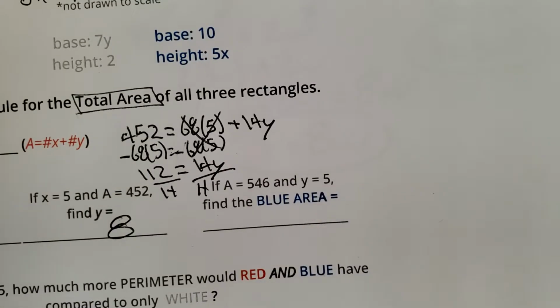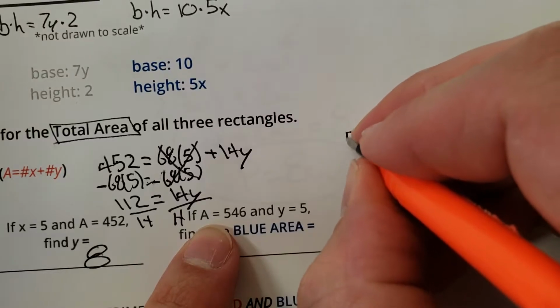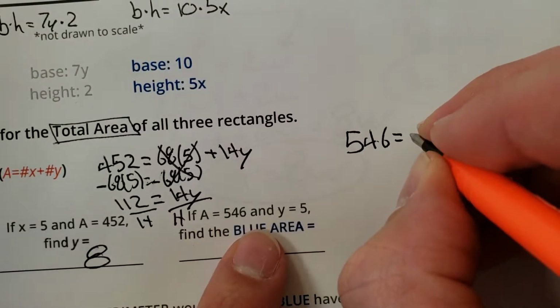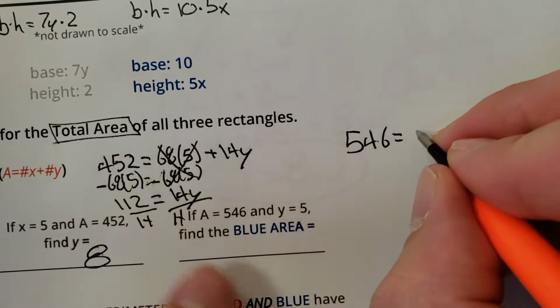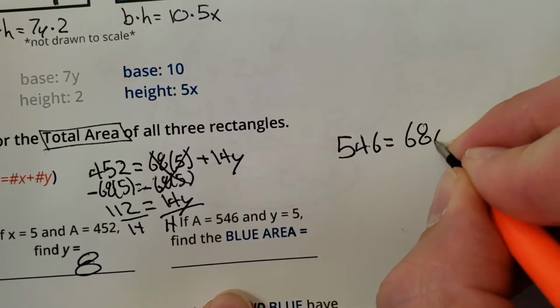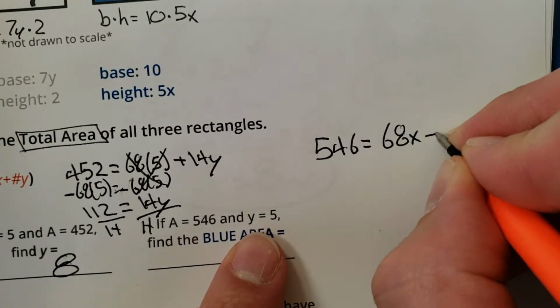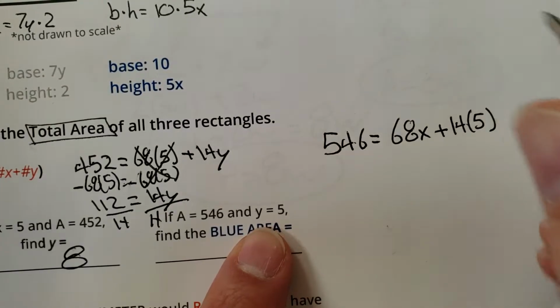Oh, man, we're getting mean here. Look at this. What do we got? If A equals 546, again, do the same function. We have 546 for the A value equals, we don't have an x value, so we have a 68x. If you don't have an x value, guess what? It stays in the function, but we do have a y value, so we're going to go plus 14 times 5. What does it want?